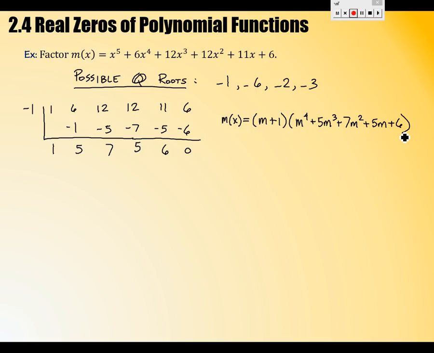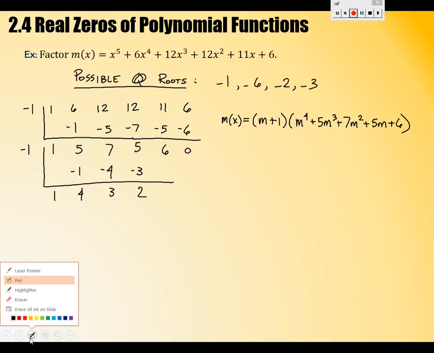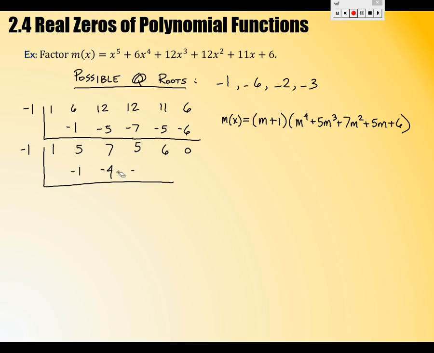Now, the possible roots I think are still the same. So let's try some of them again. Negative 1 maybe? Does negative 1 work? Well, it doesn't. If negative 1 divides in, it could divide in again. It's still a possible root, so I thought I'd test it just for fun. And it's not going to work. Okay, so you're right this time. Have an eraser handy for times like this.